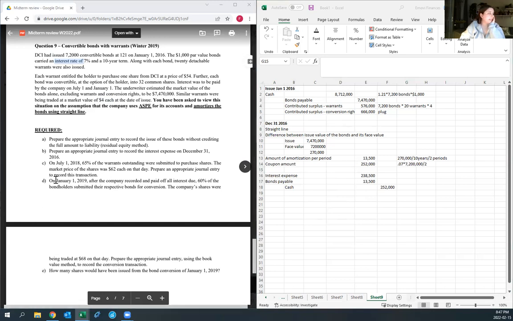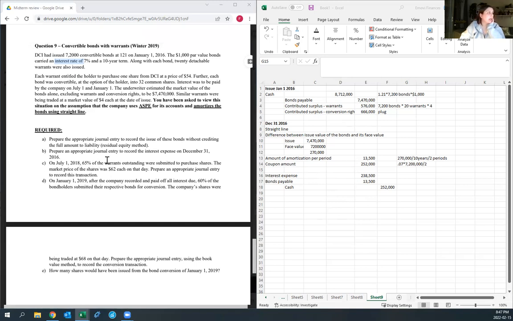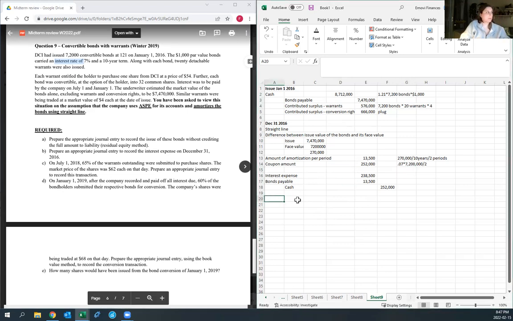On July 1st, 2018, 60% of the warrants outstanding were submitted to purchase shares. The market price of the shares was $62 each on that day. Prepare an appropriate journal entry to record this transaction. So, July 1st, 2018. What's happening here? The company is receiving the money from the warrants, and they're issuing common shares in exchange.